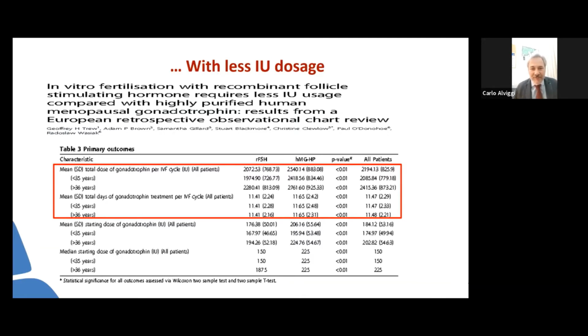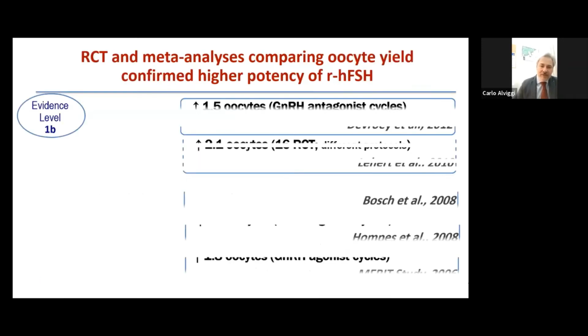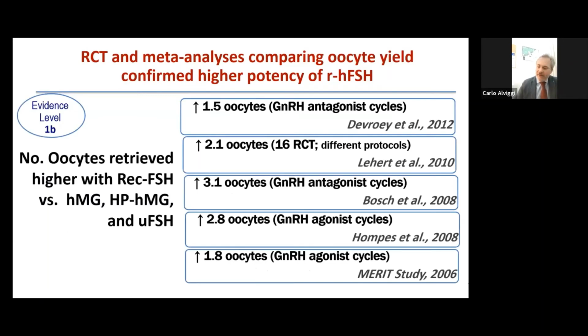So anyway, what I will show with the next slide is that all the comparative trials, including the MERIT trial, the MEGASET trial, all the comparative trials between recombinant FSH and HMG and highly purified HMG, are consistent in the evidence that the number of eggs is higher with recombinant gonadotrophins. This is very important to keep in mind.